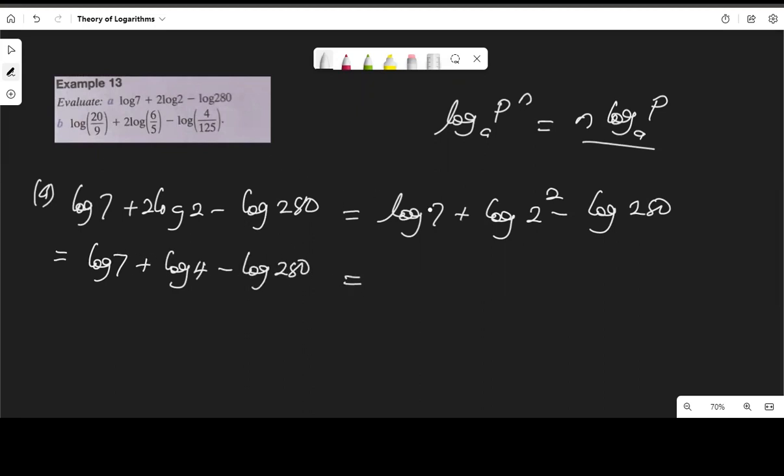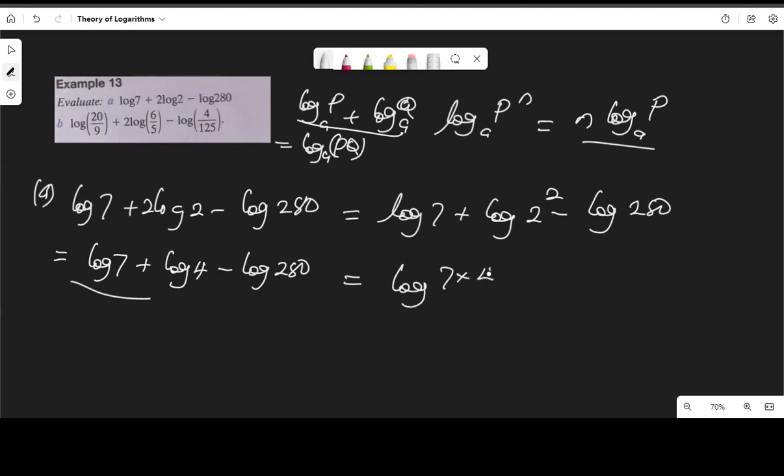which is applying the law that says log p to base a plus log q to base a is equal to log p times q to base a. So we have an addition here, I'll turn it to multiplication. So I'll have log 7 times 4 minus log 280. And 7 times 4 is 28. So I have log 28 minus log 280.